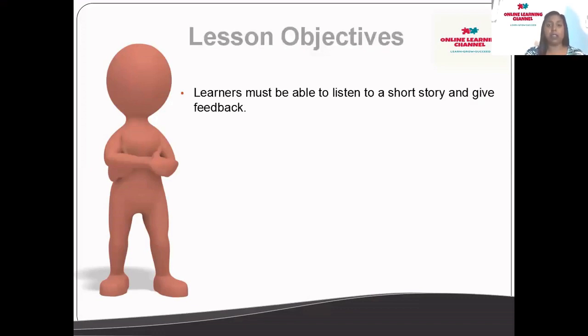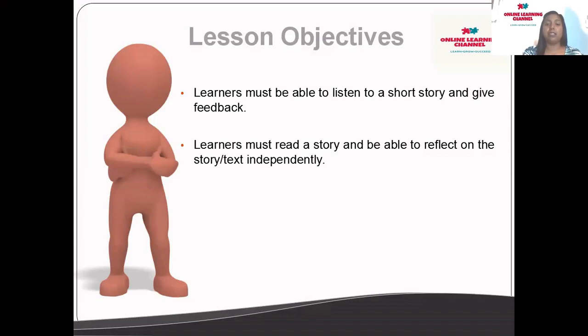Let's look at number 1. Learners must be able to listen to a short story and give feedback. They must be able to comprehend what they have listened. They must be able to understand what happened in the story and then give feedback about the story. And number 2, learners must read the story and be able to reflect on the story or text independently.